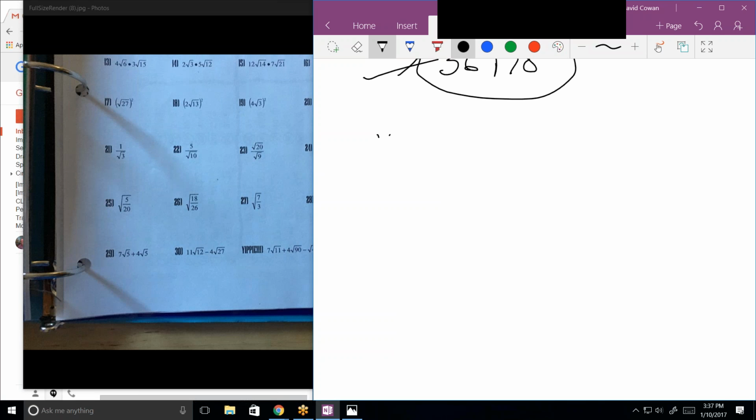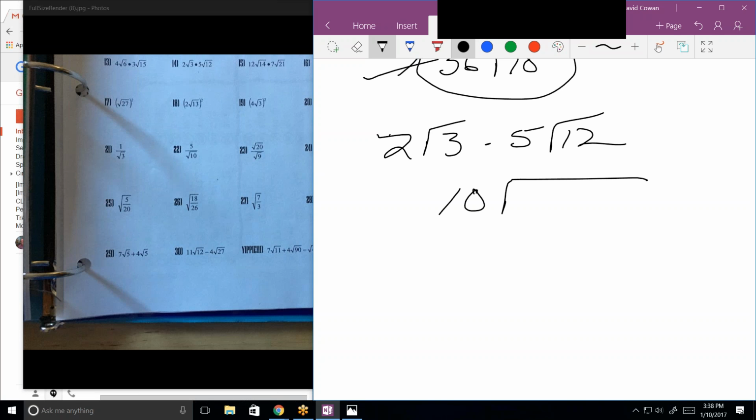In other words, the next problem is 2 square root of 3 times 5 square root of 12. Well, let's just multiply everything together. What do you get? Multiply the whole numbers. What do you get? 10. And multiply what's inside the radical. What do you get? 36. That's a whole number. So what's the final answer? 10 times 6. 60. Yeah. Okay.